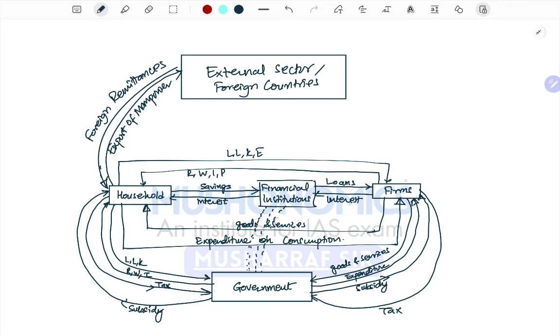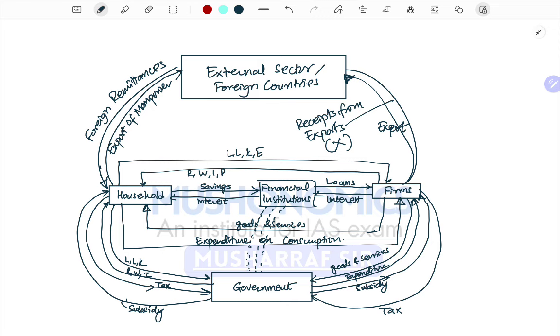Similarly here, firms may be exporting to these countries, right? When they are exporting, they will be earning for these exports. So receipt from export. When they are exporting goods and services to the foreign countries, they will be getting receipts from exports. These receipts from exports are denoted by letter X.